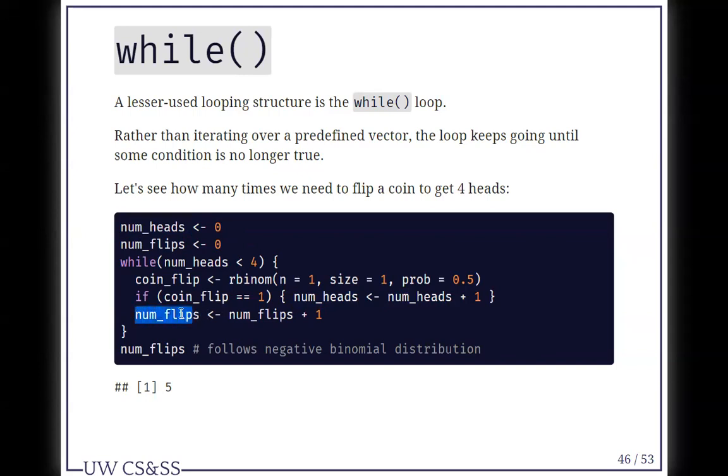And then always, after each coin flip, make the number of flips plus 1. And it will stop after it has reached the number of heads equal to 4. And it will tell you that the number of flips that it took was 5, at least the time when I knit these slides. No, it would be faster to do this using a negative binomial distribution, which is actually what this is asking you to do. But this is a pet example for the while loop.